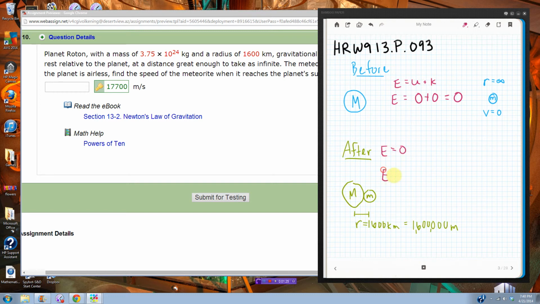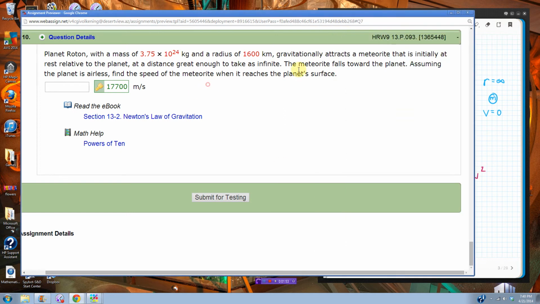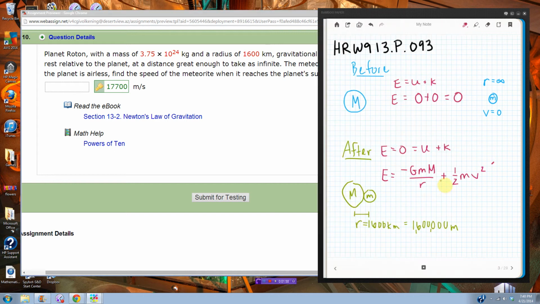But this time the energy is not 0 plus 0. This time the potential energy is negative G M big M over r, plus kinetic energy, which is 1/2 m v squared. Okay, and we want to find the speed of the meteorite, so we want v.